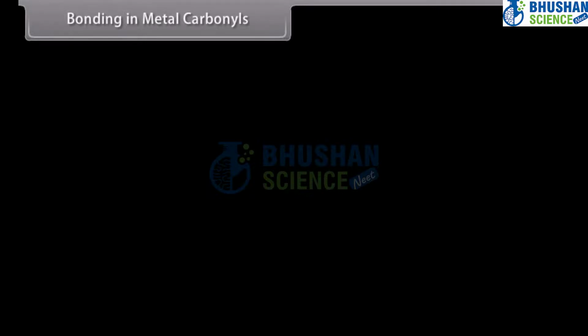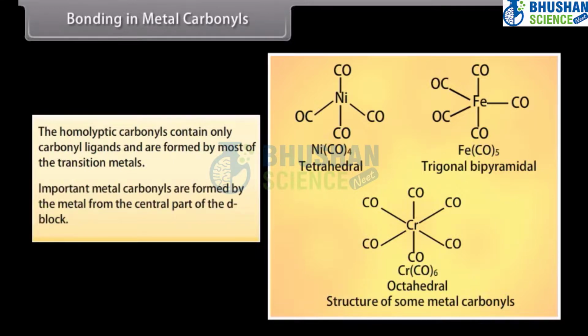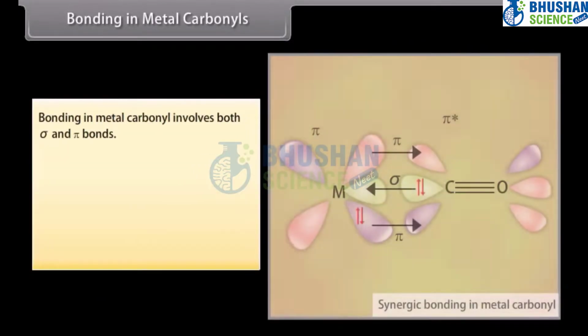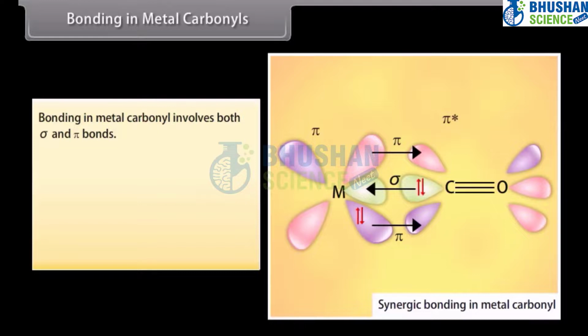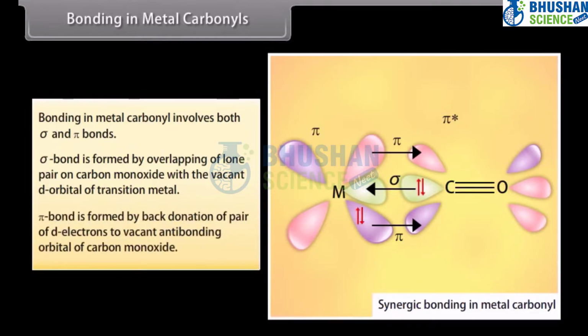Bonding in metal carbonyls. The homoleptic carbonyls contain only carbonyl ligands and are formed by most of the transition metals. Important metal carbonyls are formed by the metals from the central part of the d block. Bonding in metal carbonyls involves both sigma and pi bonds. Sigma bond is formed by overlapping of the lone pair on carbon monoxide with the vacant d orbital of the transition metal. Pi bond is formed by back donation of a pair of d electrons to the vacant anti-bonding orbital of carbon monoxide.